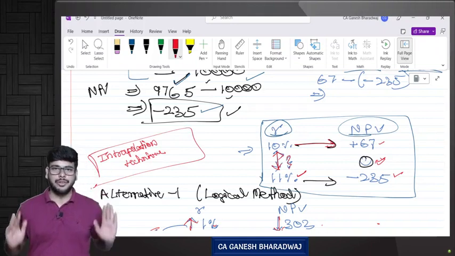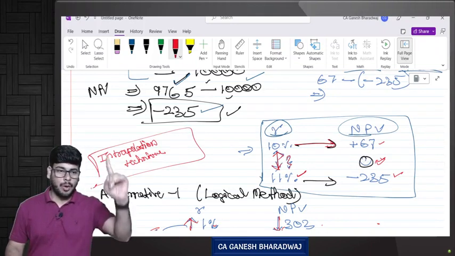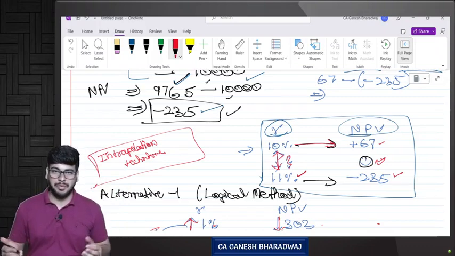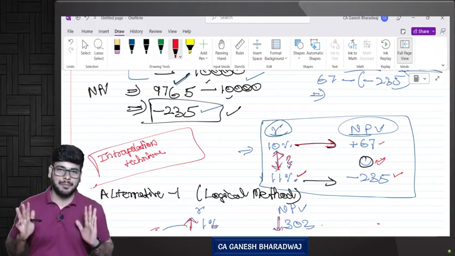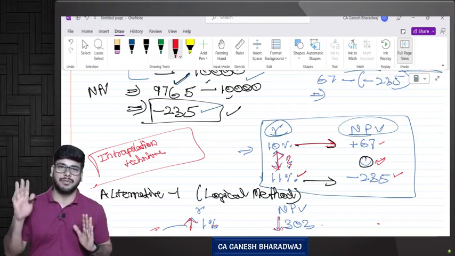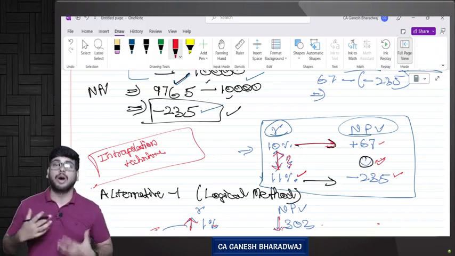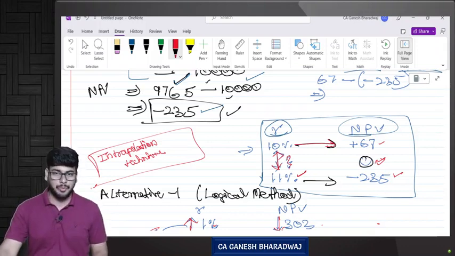So what you need to do, take 2 trials. One trial should show a positive NPV. Next trial should show a negative NPV. So I have narrowed down my option by saying that my required rate is lying somewhere in between these 2 rates. Now, how do we find that? That is what we are going to do now.